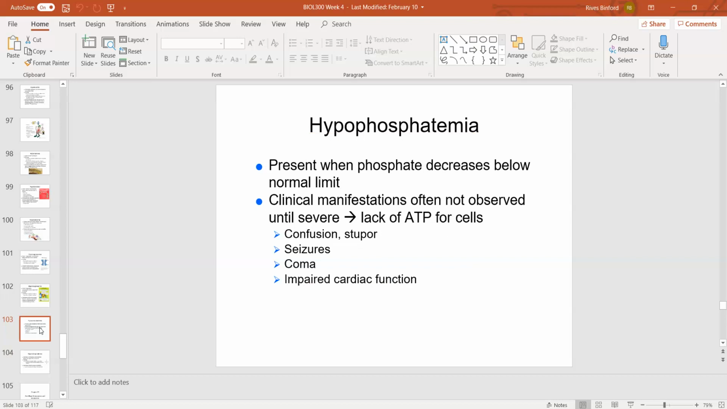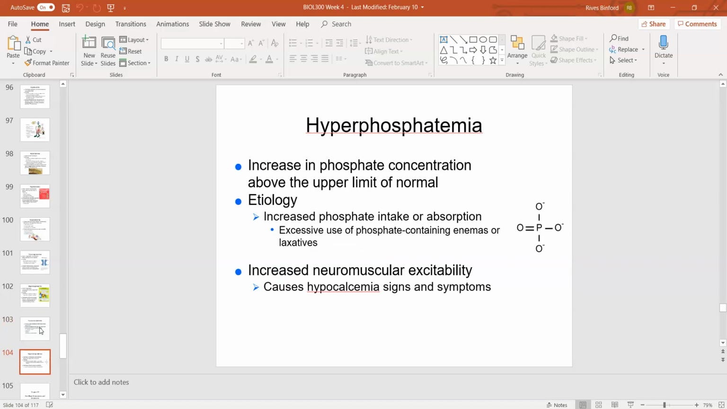So again, hypophosphatemia, not enough ATP. Hyperphosphatemia is going to increase neuromuscular excitability. Now our note here is that we're causing hypocalcemia signs and symptoms, and there are actually correlates for every single one of these. For every single one of these, there are nursing study guides that show you which other electrolyte imbalance is this most similar to.